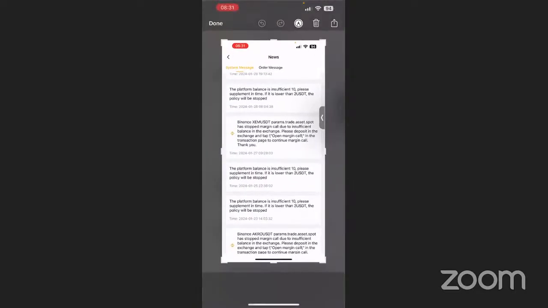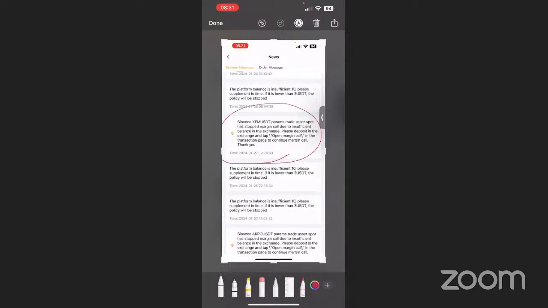You can get messages like this. XEM USDT parameter trade asset spot has stopped margin call due to insufficient balance in the exchange. Please deposit in the exchange and or tap open margin call in the transaction page to continue margin call. So once you top up or once the coin sells, make sure you come and open margin call on the coin that you got the alert on. So the robot will be able to continue opening of margin calls. I hope you guys are listening carefully and taking notes.